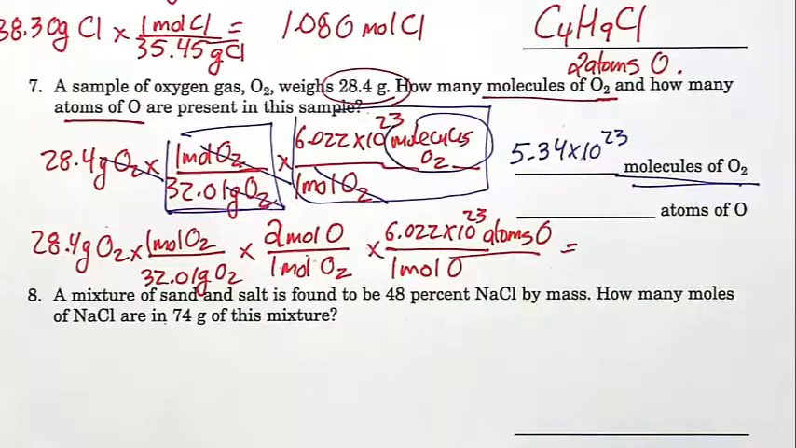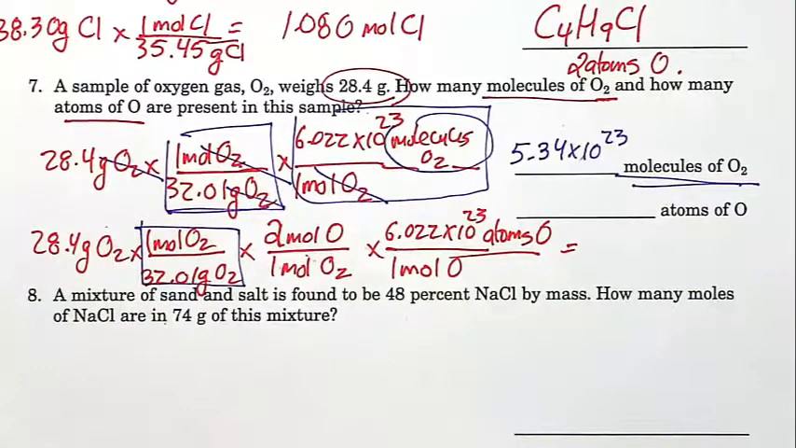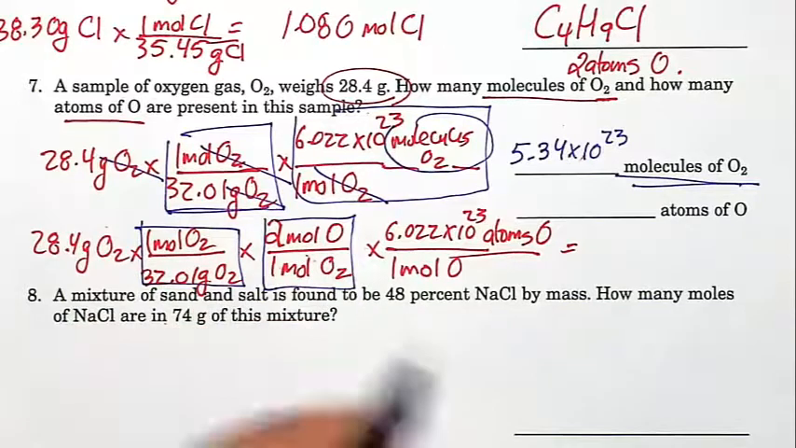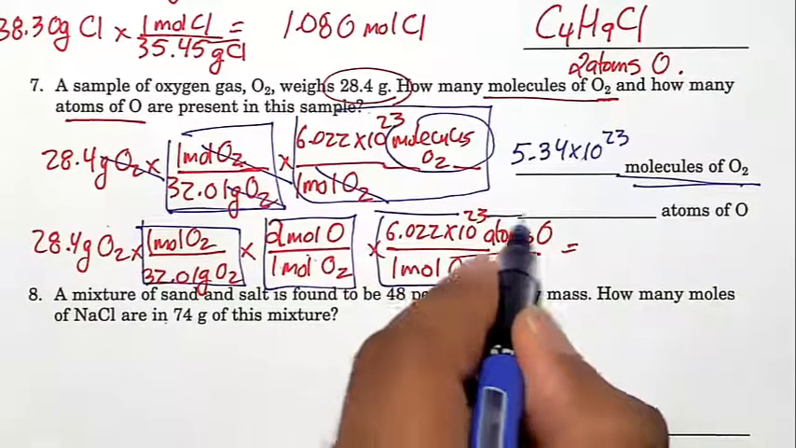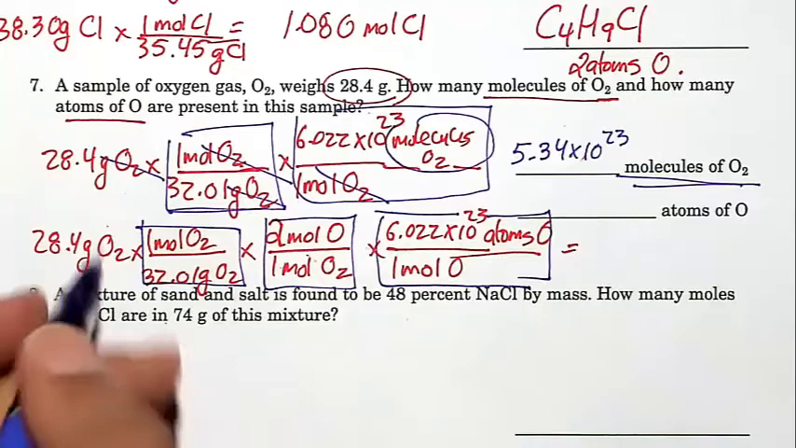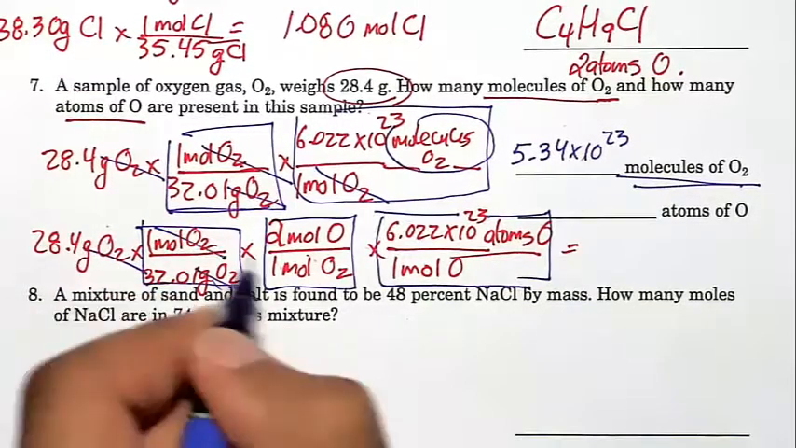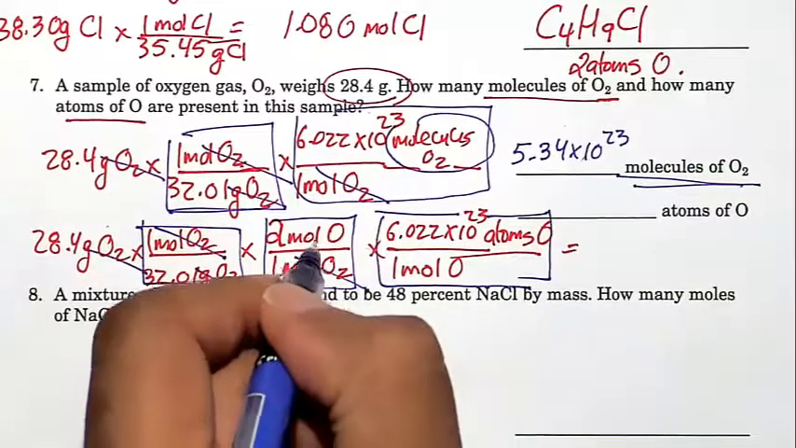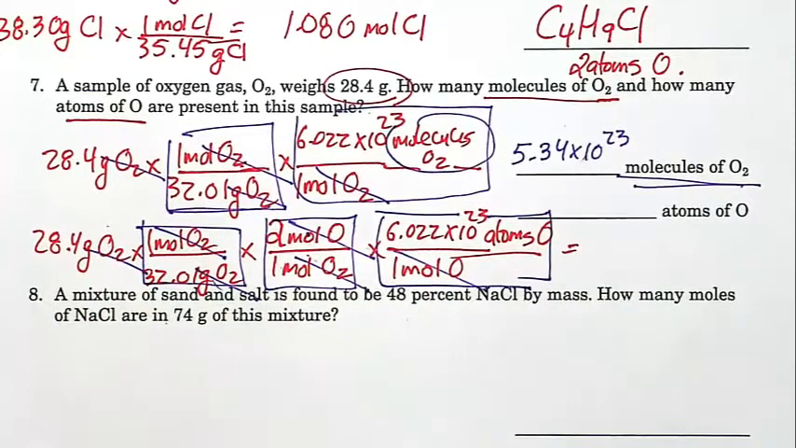So here is one definition of the mole, molar mass, used as a conversion factor. Here's another definition of the mole, part over whole, used as a conversion factor. Here's a third definition of the mole, Avogadro's number, used as a third conversion factor. Look at my units. Grams of O2 cancel with grams of O2. Moles of O2 cancel with moles of O2. Moles of O cancels out with moles of O. And now I'm left with atoms of O.